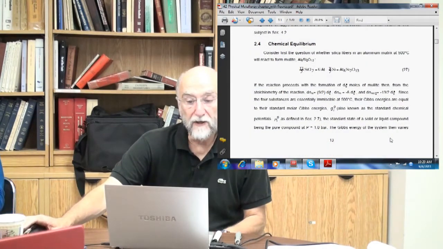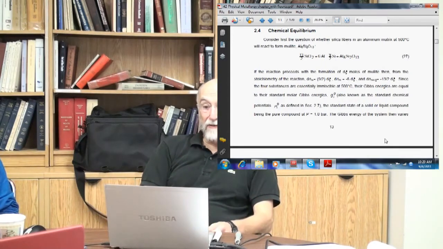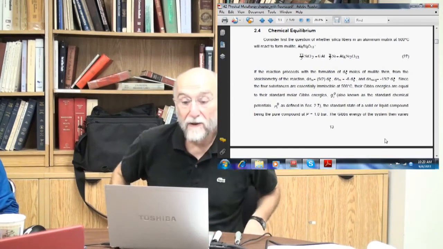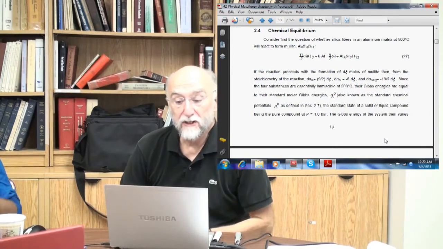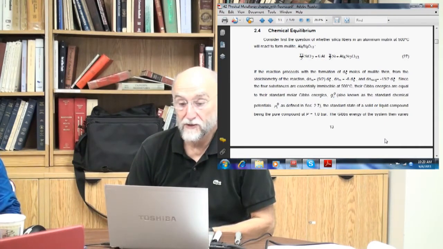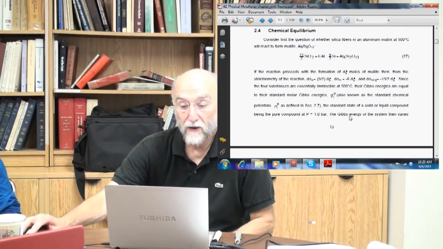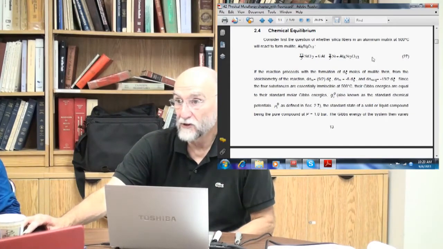Okay, let's look at a few things about chemical reactions. Again, this is trivial stuff, but we're talking about notation now. Consider the question of whether silica fibers and an aluminum matrix will form mullite. This is the reaction we're interested in: pure silica and pure aluminum form pure silicon plus pure mullite. No solutions, just pure solids.